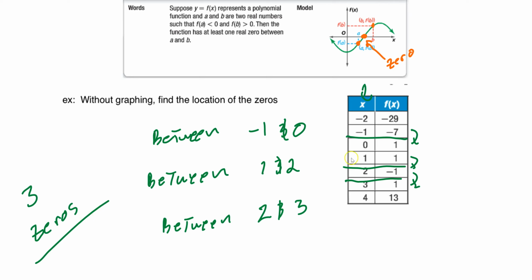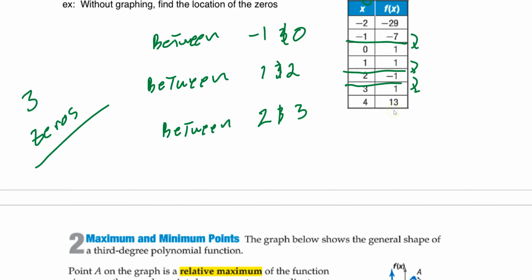Right, so really easy way to check is if you have a table, just look at the sign changes. And that's going to come up a lot, especially in calculus. You want to look at the sign changes. Those are your zeros. Okay, let's move on.